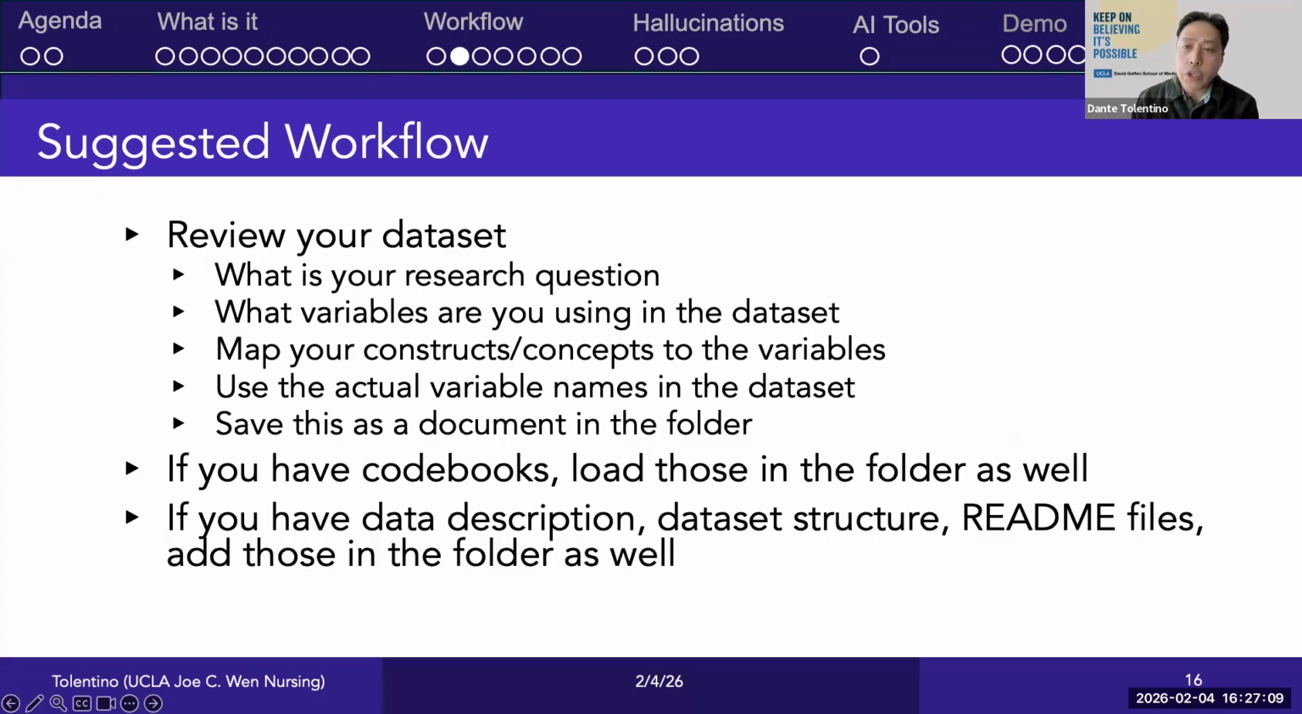You also need to know your data set, right? What variables you are using in the data set, map your concepts. How are you going to operationalize your concepts with the variables in the data set? Also, use the actual variable names in your data set when you're prompting in order to reduce a lot of the hallucinations that are produced by vibe coding, and make sure that you're keeping all these as part of your vibe coding documentation, right?